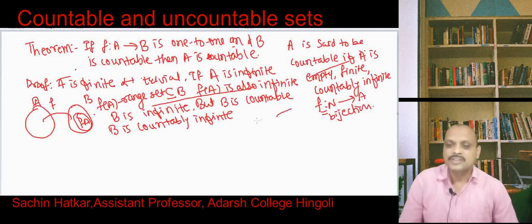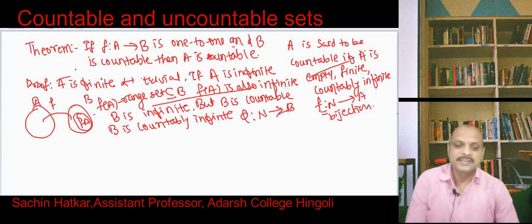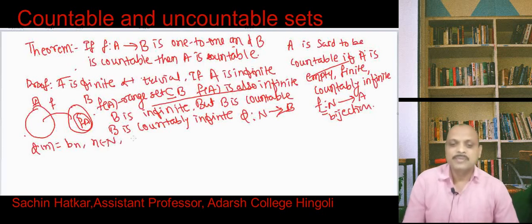So we have a function phi from the set N to the set B, defined as phi of n equal to Bn, where n belongs to capital N. That is, the elements of B are B1, B2, B3, and so on. You can see that these are the elements of B, but f of A is a subset of B, and hence some elements of B are also elements of f of A.